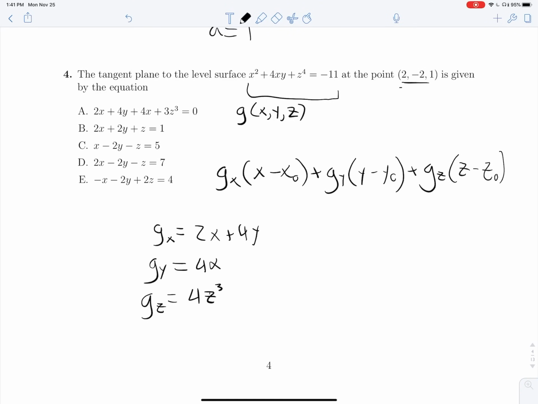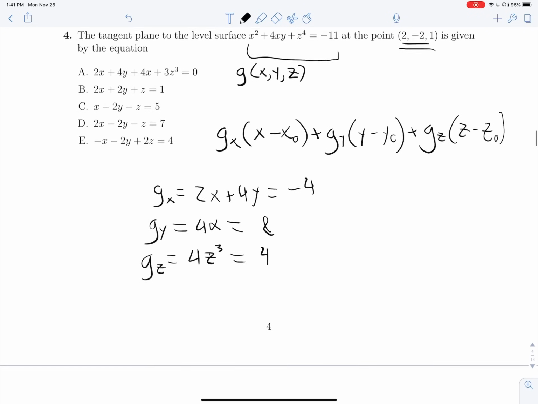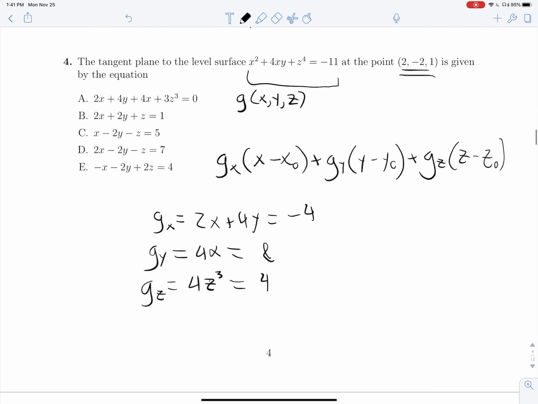So now we know that we're at the point 2, negative 2, 1, so we can plug those values in and solve for gx, gy, and gz. So this will be 4 minus 8, so negative 4. This guy will be 8, and over here we get 4. So we can set this up because we know our x naught, y naught, and z naught. Those are just going to be these values up here. So x naught is 2, y naught is negative 2, z naught is 1.